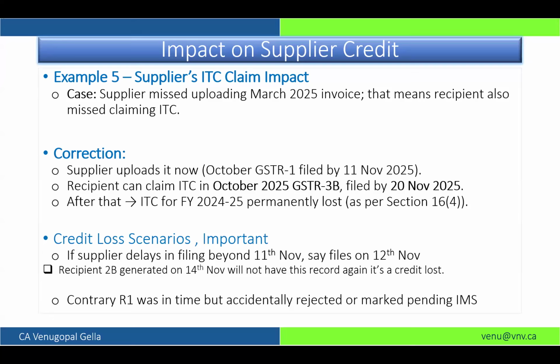There's a second scenario of losing the credit. He has filed on time, but you may have unintentionally made a mischief. Instead of accepting, you selected reject in your IMS. The moment it is rejected, it goes out of your IMS dashboard to the supplier dashboard, and hence again you will not be getting a credit for it. This is one important change that you need to be very mindful of.